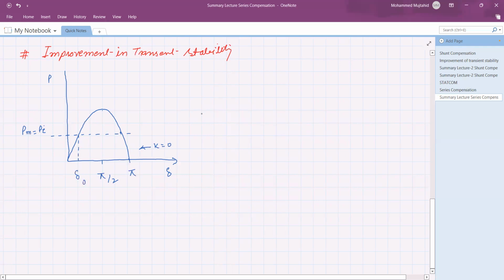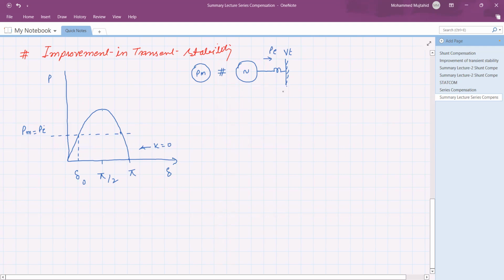Now let a fault occur in the system. Say the system is like this. This is the prime mover, mechanically coupled with the alternator, and it is connected to the infinite bus through the reactance of the system. The mechanical input is PM and the electrical output is PE.